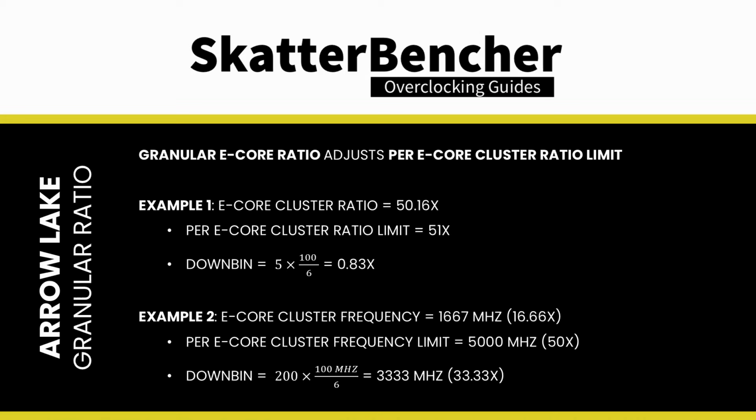In theory, you can set up to 255 downbin steps from the per-core ratio limit. That can lead to some errors in software reading. Let's say, for example, you set the per-core ratio limit to 50x and then downbin 200 steps of 16.67 MHz. Then the operating frequency would be 1667 MHz instead of 5000 MHz.